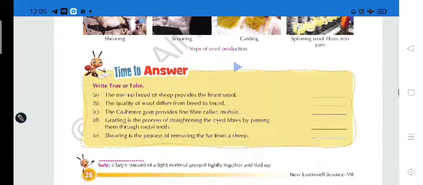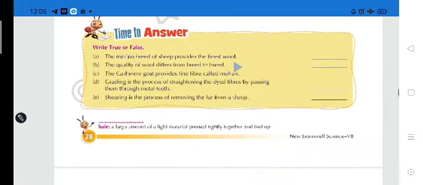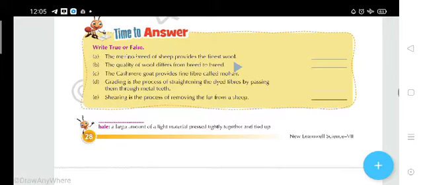See, now here are some questions. The Merino breeds of sheep provide the finest wool. The quality of wool differs from breed to breed. And the Kashmiri goat provides the fine fibers called mohair. So here students, simply you have to answer true or false.